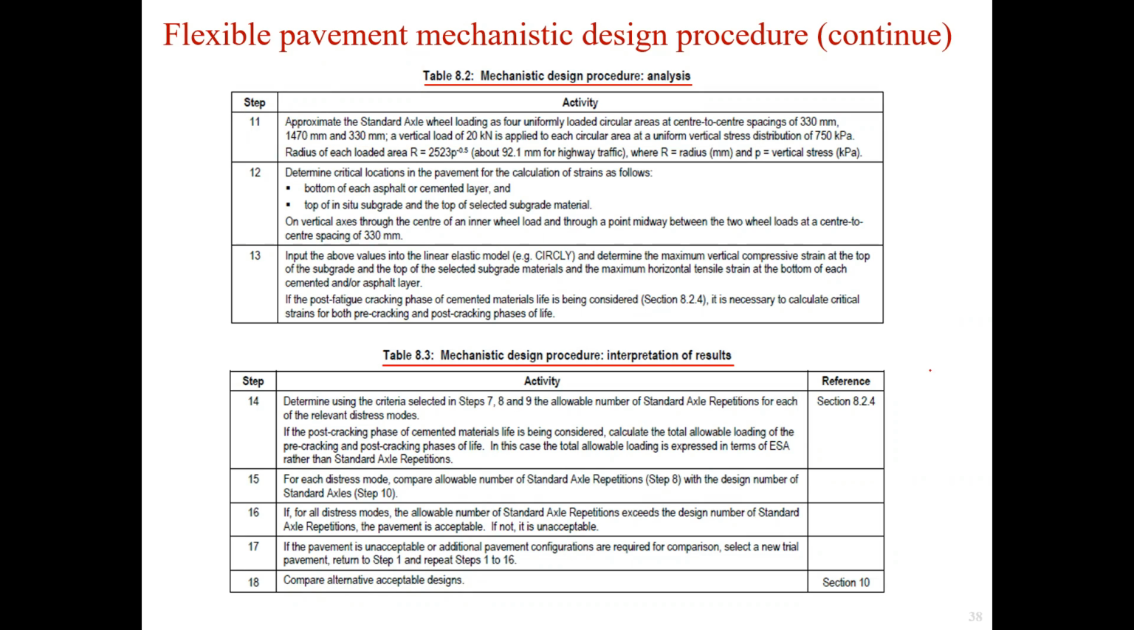Otherwise, it is deemed unacceptable, and then we need to select a new trial pavement and repeat steps 1 to 16. So finally, sometimes we also need to compare the alternative acceptable designs. I will show you one example with 3 types of flexible pavement to help you understand the above design procedures.